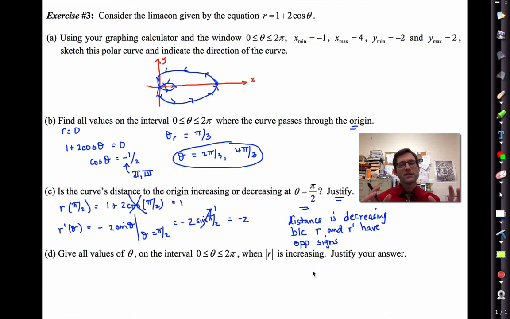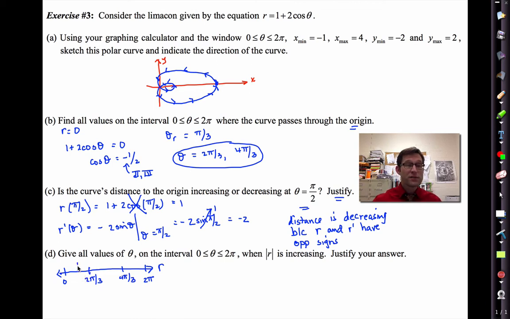Now we already know those are going to be locations where r and r prime have the same sign. So to really figure this out, what we need are number lines of r and r prime. We're well on our way to getting a number line of r. We know our endpoints, 0 and 2 pi, but we also know that r is 0 at 2 pi over 3 and at 4 pi over 3. So all we have to do is test signs in here.